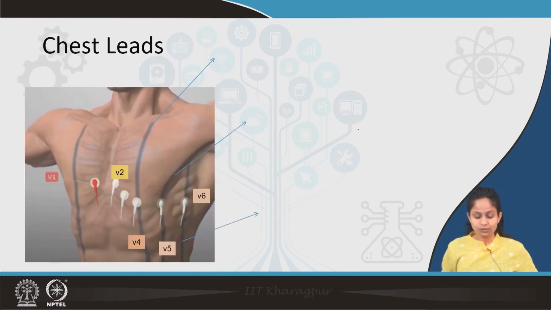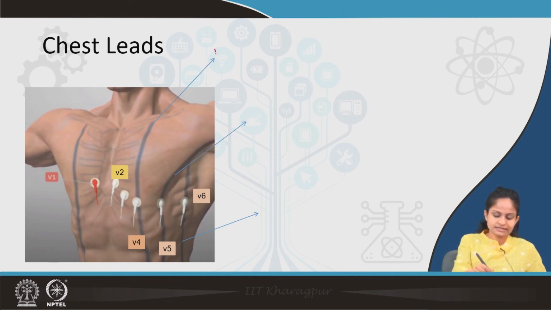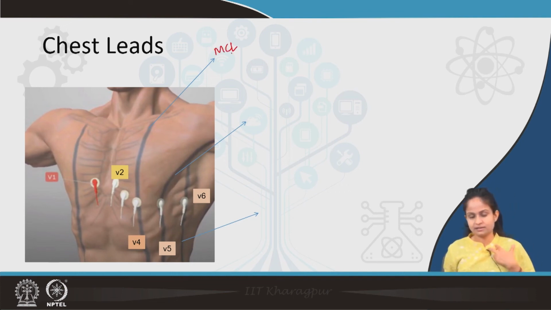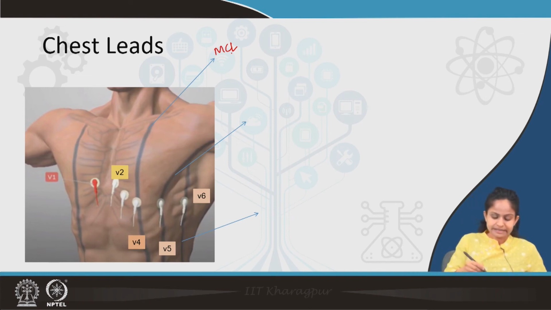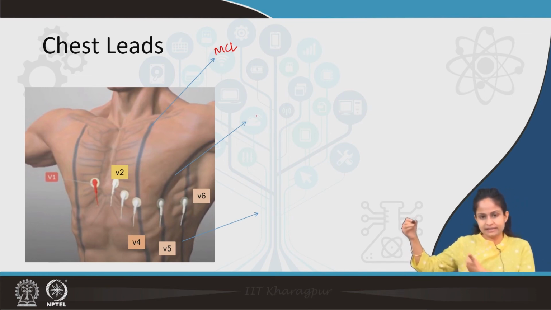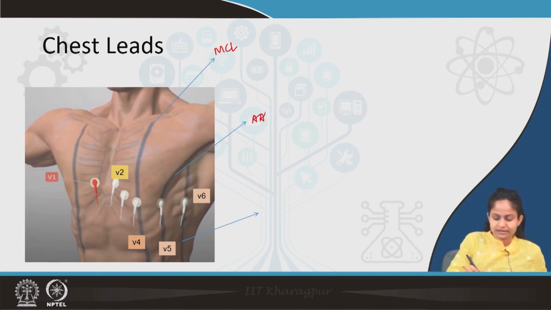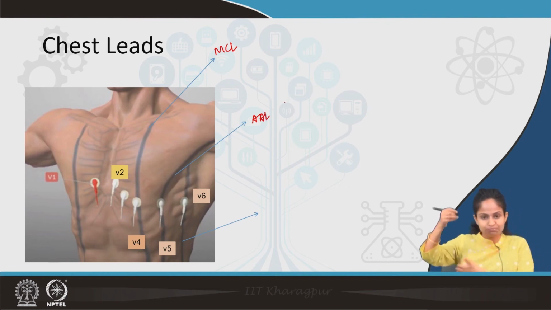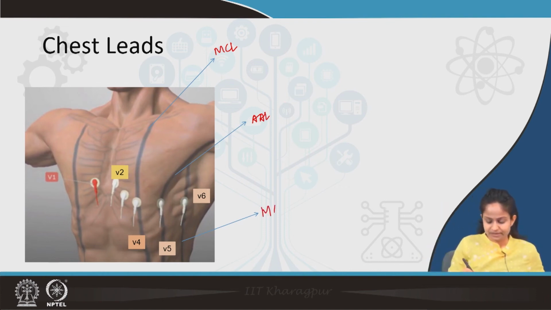Now we will see how these leads are placed. On the chest, generally we have 3 reference points. The first is known as the mid clavicular line. It runs vertically between the 2/3 and the 1/3 of your clavicle bone. Then we have the anterior axillary line, which starts from the anterior portion of the axilla. Then we have the middle axillary line, the mid axillary line. These 3 references are very important in placing the electrodes.